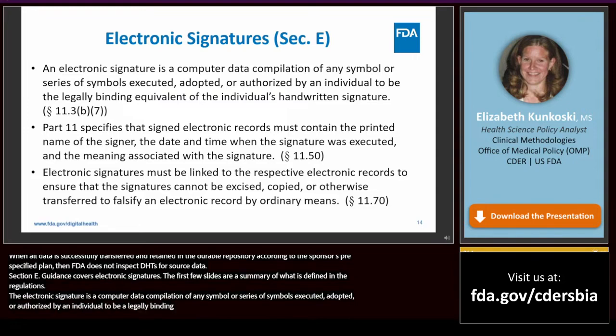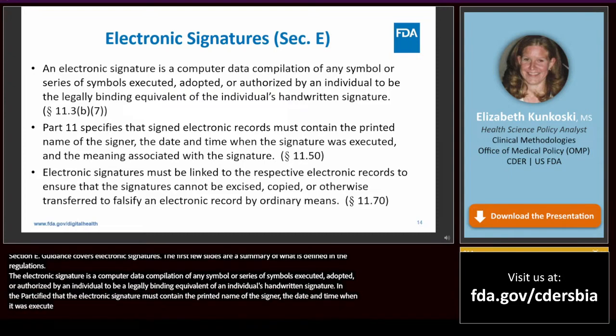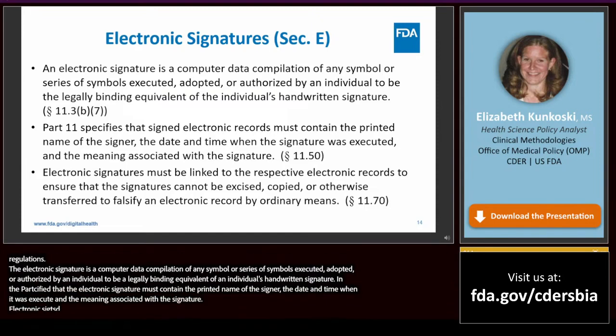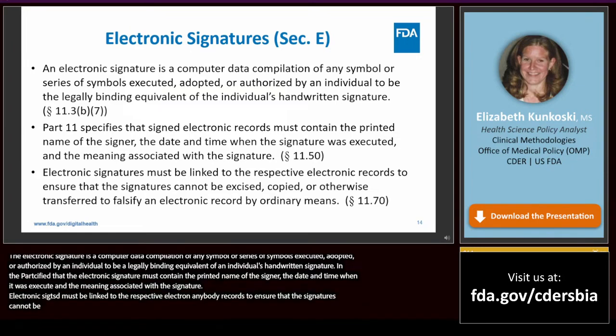Part 11 specifies that the electronic signature must contain the printed name of the signer, the date and time when the signature was executed, and the meaning associated with the signature, such as a document is approved or has been reviewed. Electronic signatures must be linked to the respective electronic records to ensure that the signatures cannot be excised, copied, or otherwise transferred to falsify an electronic record by ordinary means.